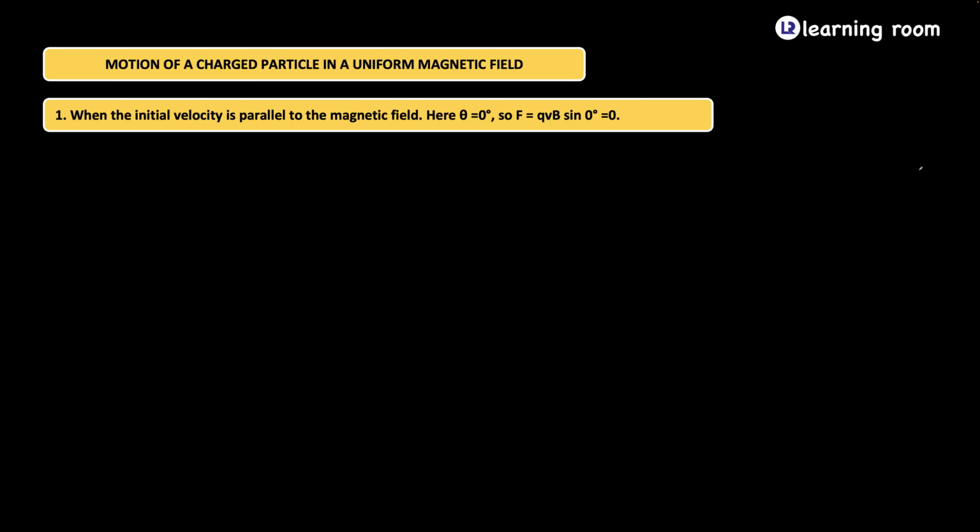See, this one we saw, no? Motion of a charged particle in uniform magnetic field. You know this. When the initial velocity is parallel to the magnetic field, what is going to happen? Sine 0 will be 0. Hence, it's going to continue to move in a straight line path. See, just for the sake of continuity, I'll write it again.